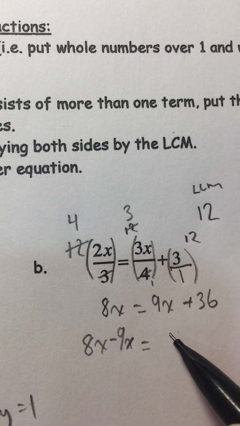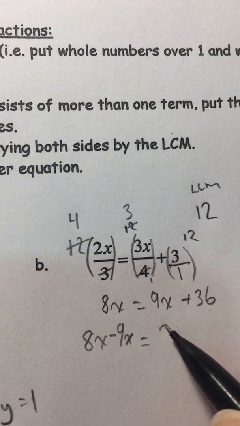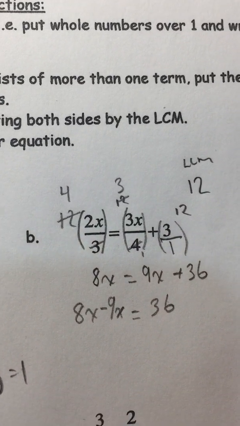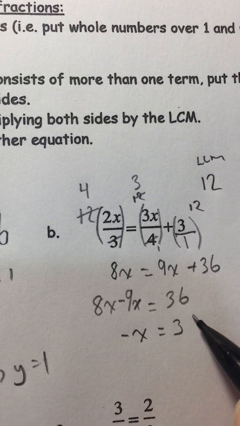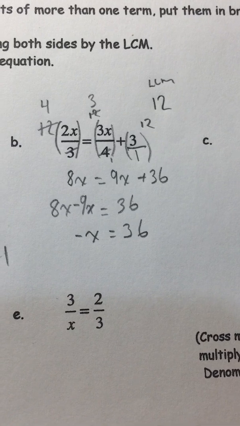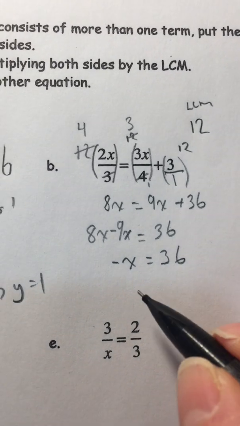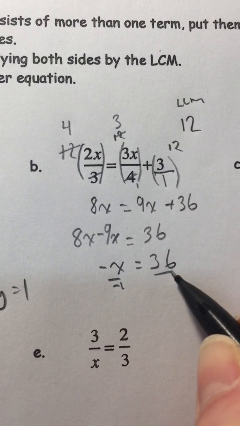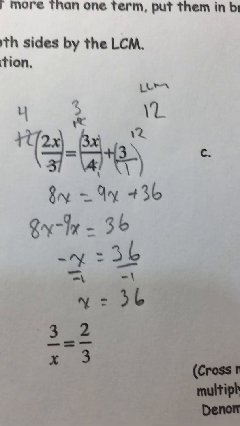So here I'm not going to write it. 9x plus 36, take away 9x, because I'm just going to know that I'm going to subtract it away. Okay, and so then I'm going to get negative x is equal to 36. And so I have a choice. I can either divide both sides by -1 or multiply both sides by -1. Either way I do it, I end up getting x is equal to -36.